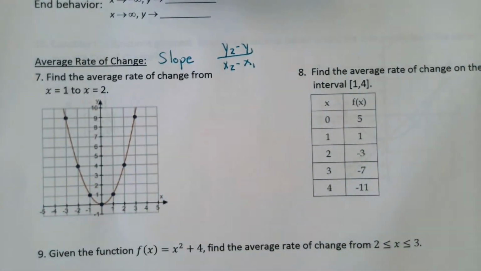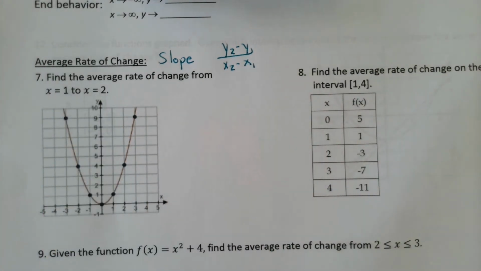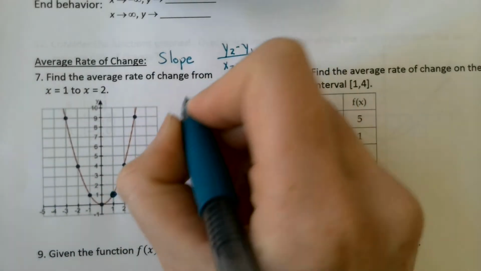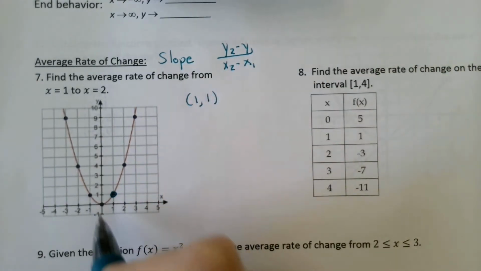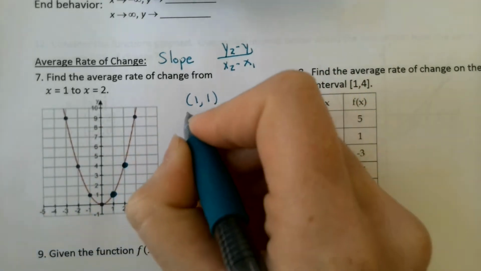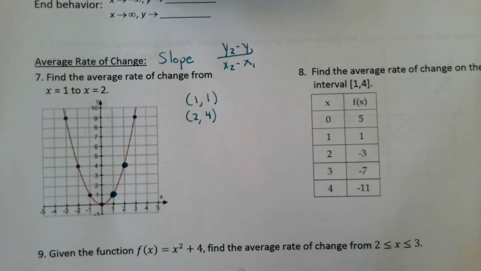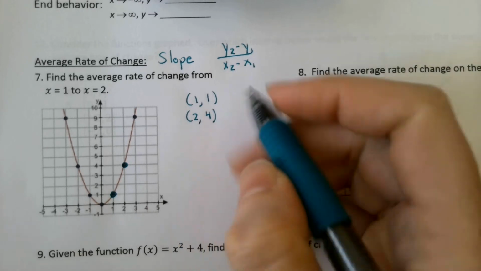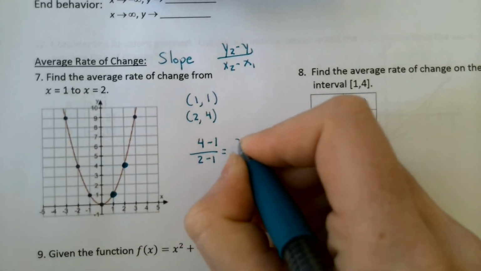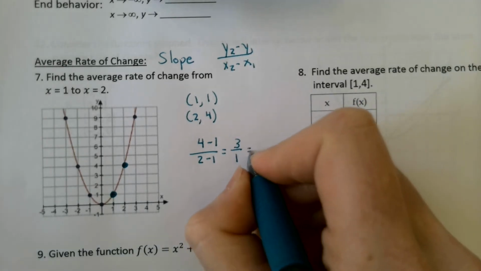There we go. And we're going to find the average rate of change from x equals 1 to x equals 2. So the way that we're going to do this is we're going to go to x equals 1, and find that point. And that's going to be (1, 1). You see that? And then we're going to go to x equals 2. So that's going to be the point (2, 4). All right? So now we have our y2 and our y1, so that's going to be 4 minus 1 over 2 minus 1. So that's going to be 3 over 1. So then our slope is 3.